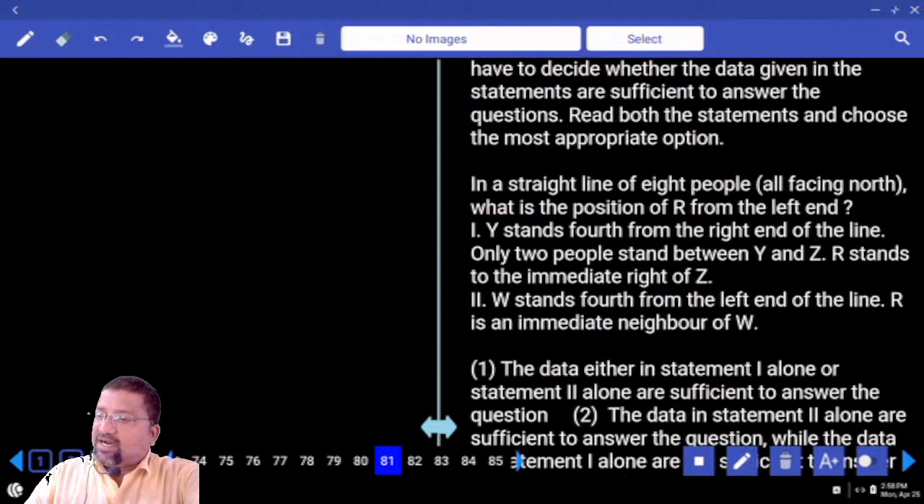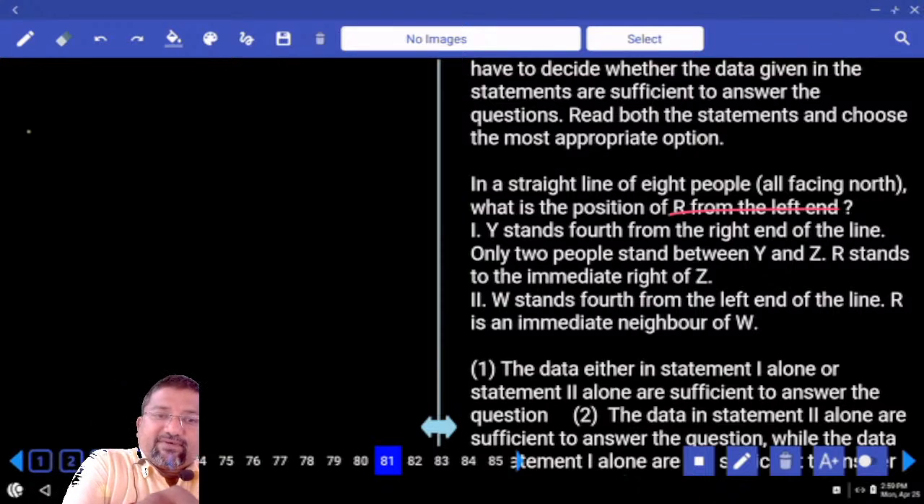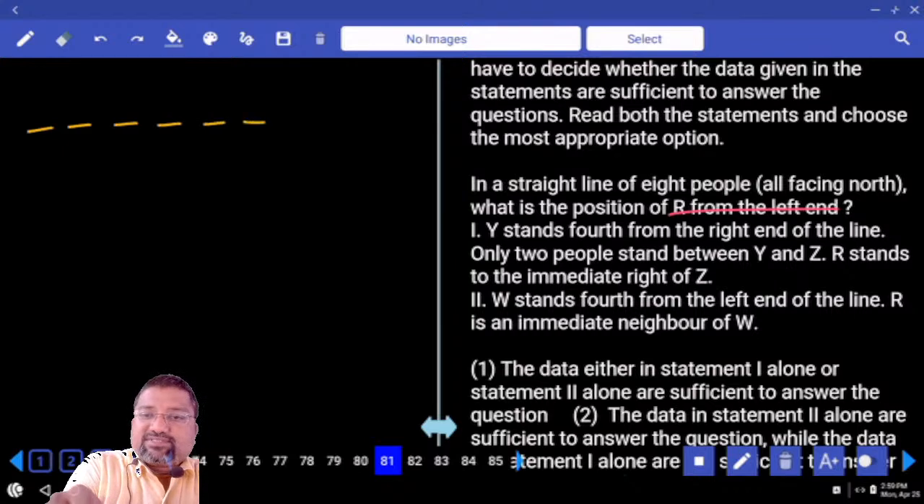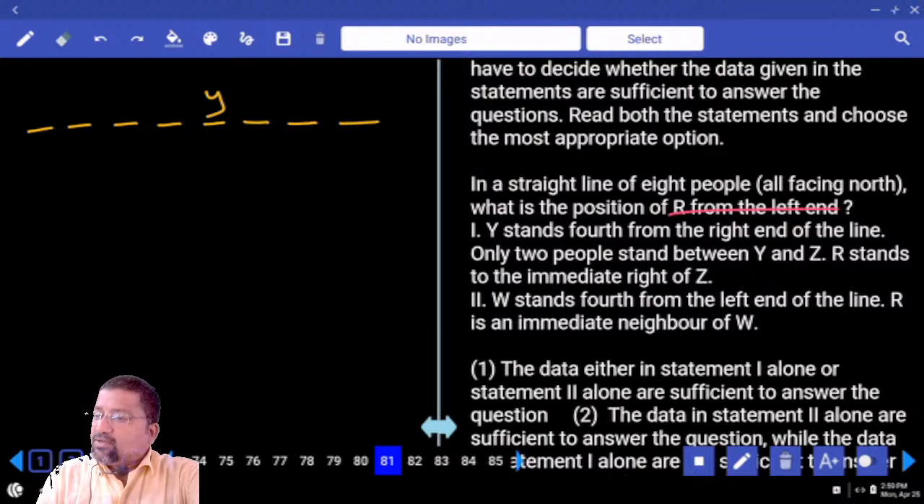What is the position of R from the left hand? How many people? 8. Y stands 4th from the right hand of the line. 1, 2, 3, 4, 5, 6, 7, 8. Y stands 4th from the right hand of the line. Only 2 people stand between Y and Z. R stands to the immediate right of Z. Only 2 people between Y and Z.